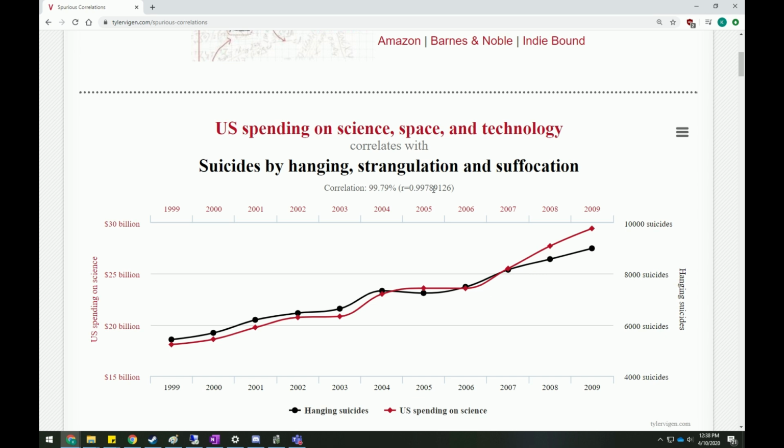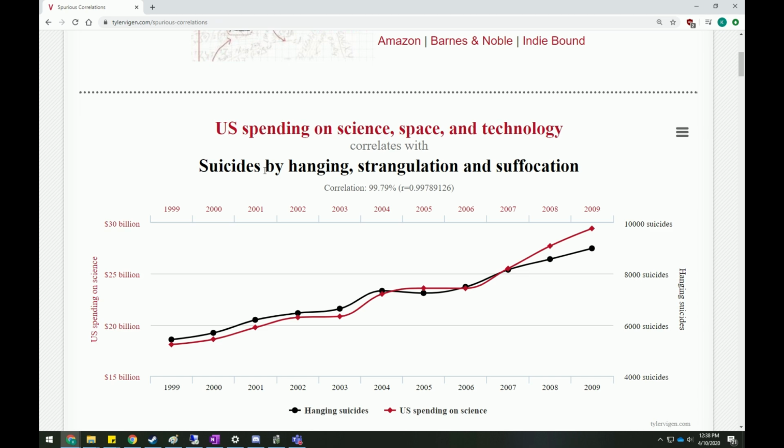But one thing that you might see right away: just because when the US spent more, suicides went up, does that mean that one caused the other? No, this might have just been coincidence that these things actually happen this way.